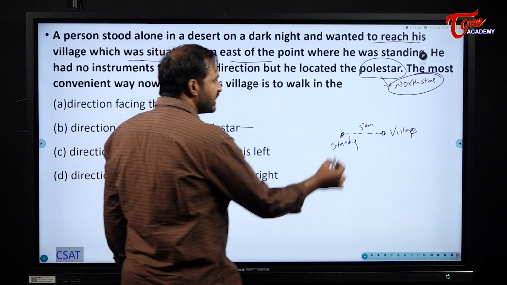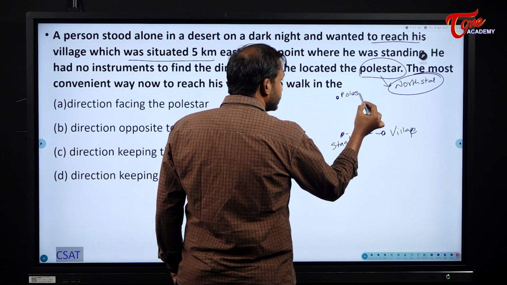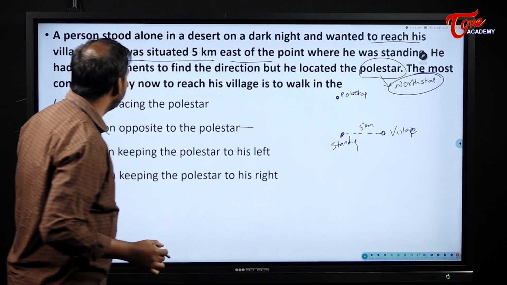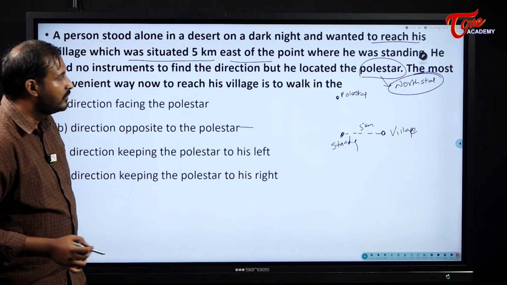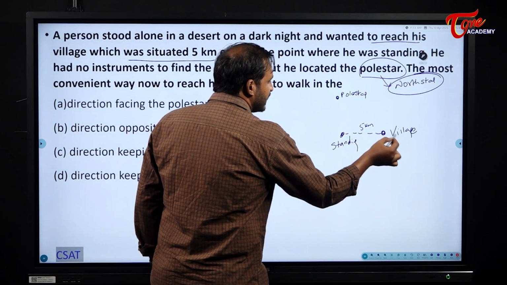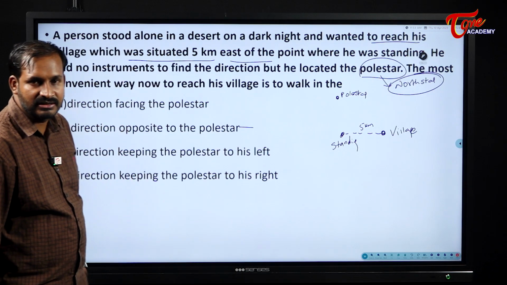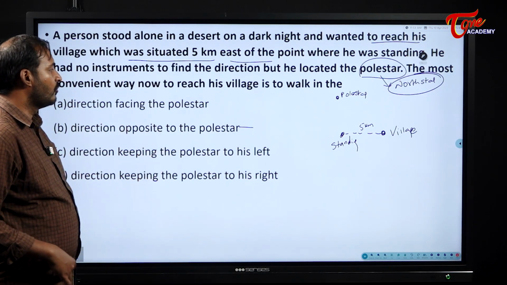That means where will the pole star be? The pole star will be here. He located this one. Now, the most convenient way to reach his village is to walk in the... Now, he located the pole star and we know that his village is in this direction, and he knows that from the starting point his village is 5 kilometers. Now, tell me how he can go home.